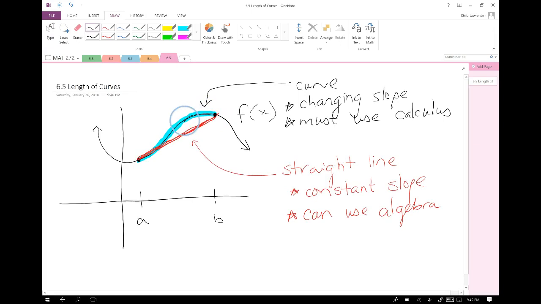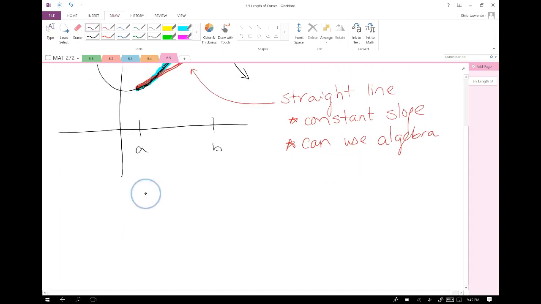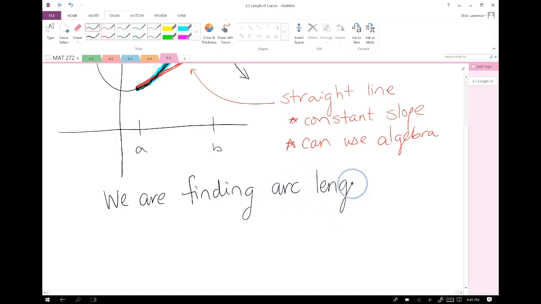When we find the length of that curve, we actually call it an arc. We call a piece of a function an arc. So what we're actually finding here is arc length. And in other calculus textbooks, I've actually seen this section called arc length. You may have heard the term arc length before.